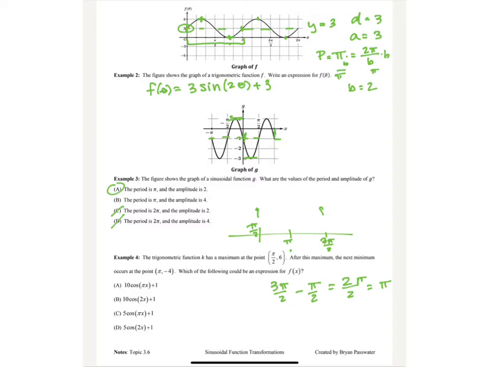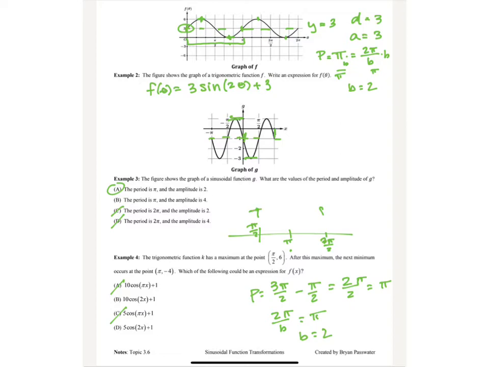Now, the period does not find me b. This finds the period, right? Period is 2 pi over b. In this case it is pi, so what is b? Are y'all seeing how that's evolving? Okay, so b is 2. I can eliminate A and C. A and C. Okay, next.